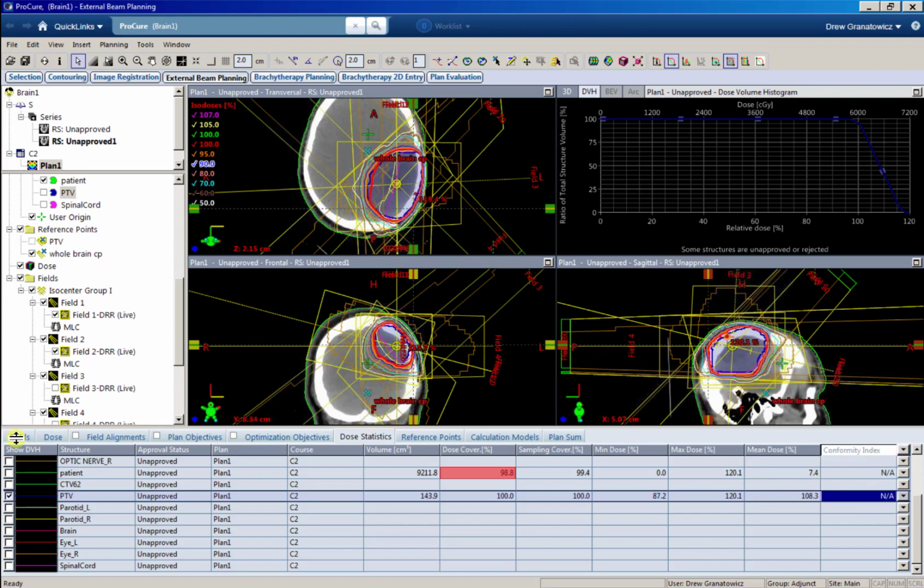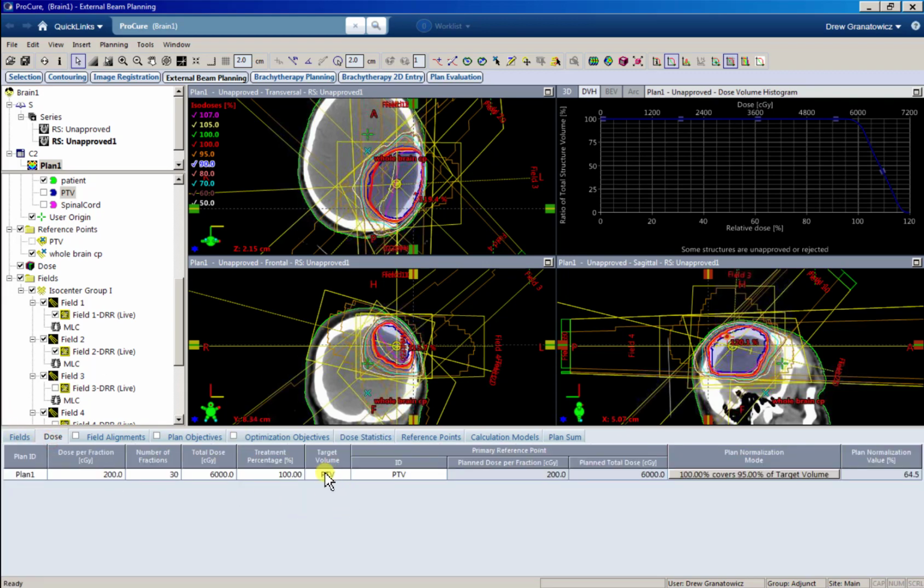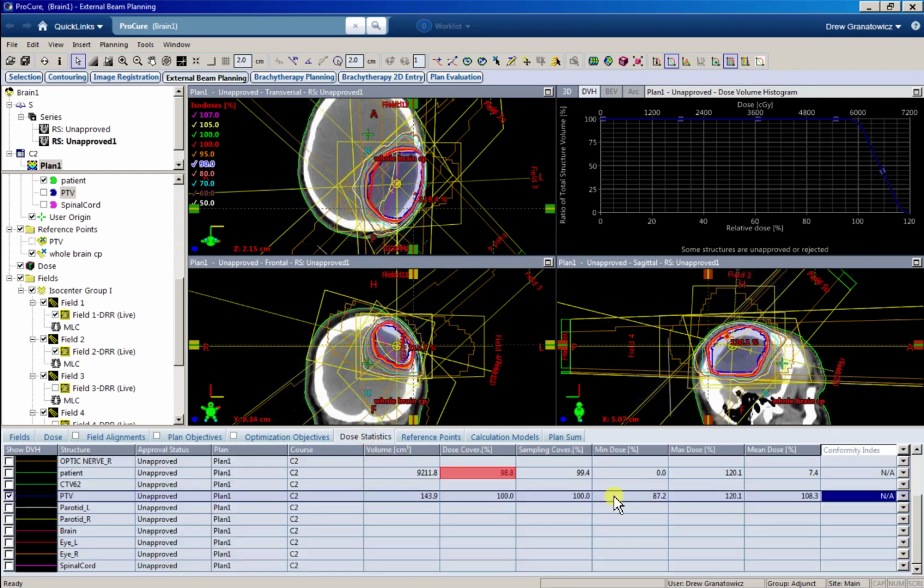Usually it says NA if you don't have your PTV set as a target, but we do here. So to be completely honest, I don't know why this is not working. If it works for you guys, great. That's all you have to do, you can look at the conformity index right here. I'm suspecting it won't work for you guys just the same as me. But that's okay. We can manually measure.